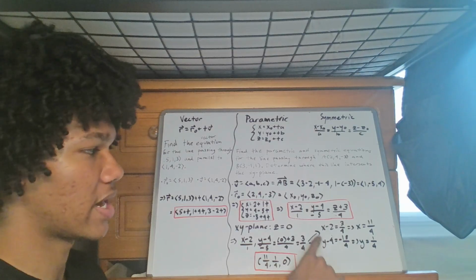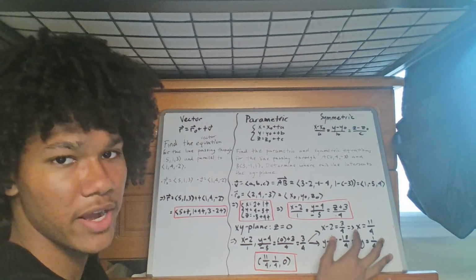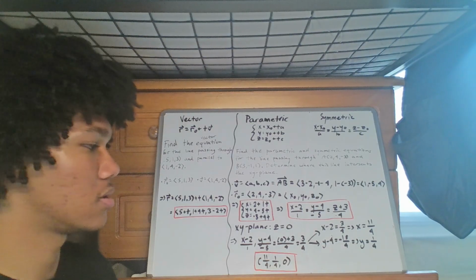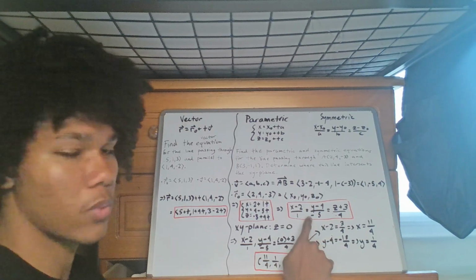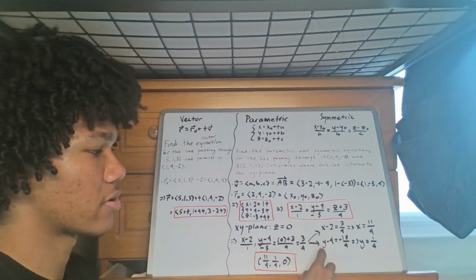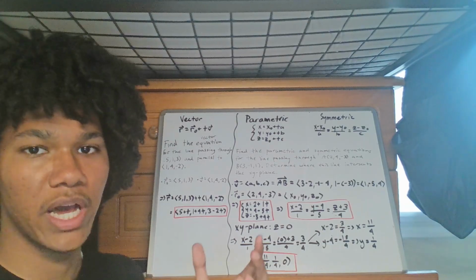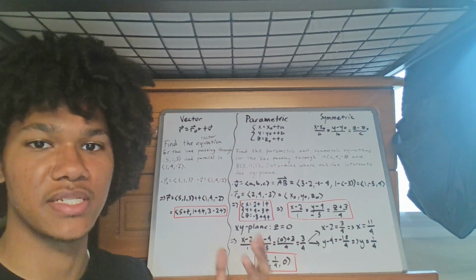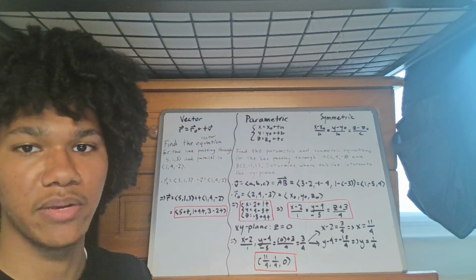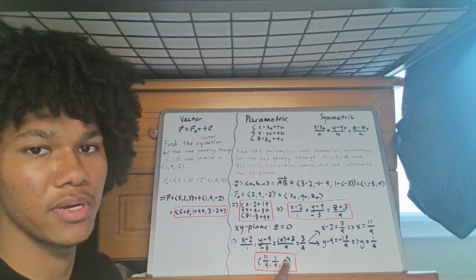With x, we have x minus 2 over 1 is equal to 3 over 4. And then just solving for x, we get x is equal to 11 over 4. So that's our x value. For y, we have y minus 4 over negative 5 is equal to 3 over 4. And solving for y, we get y is equal to 1 over 4. We now have our values for x and y, and we know that z is equal to 0. Therefore, we have our point where this line meets the xy plane, which is 11 over 4, 1 over 4, and 0.